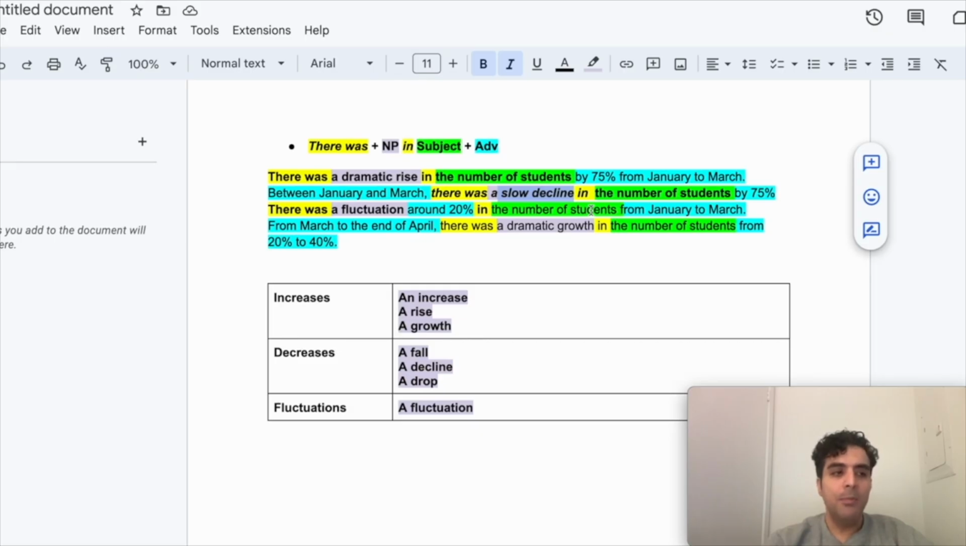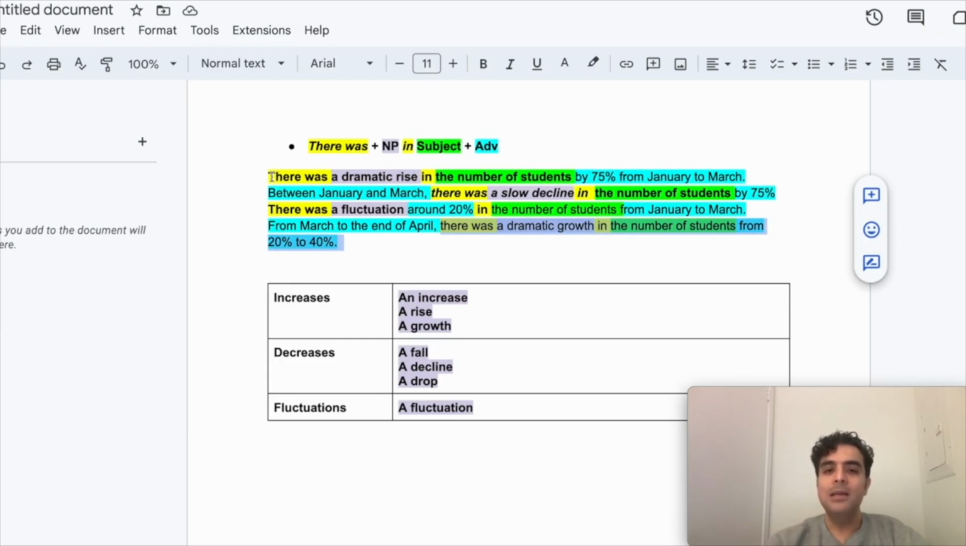Another thing I want to point out is that sometimes, and this is something we're going to look at later when it comes to actual writing, you can replace the subject with a pronoun, or you could maybe drop the subject altogether. I'll show you. Let's say we're connecting two sentences together. The first sentence is, there was a dramatic rise in the number of students by 75% from January to March. And then I want to say, following this, there was a dramatic growth in the number of students from 20% to 40%. How do I do this?